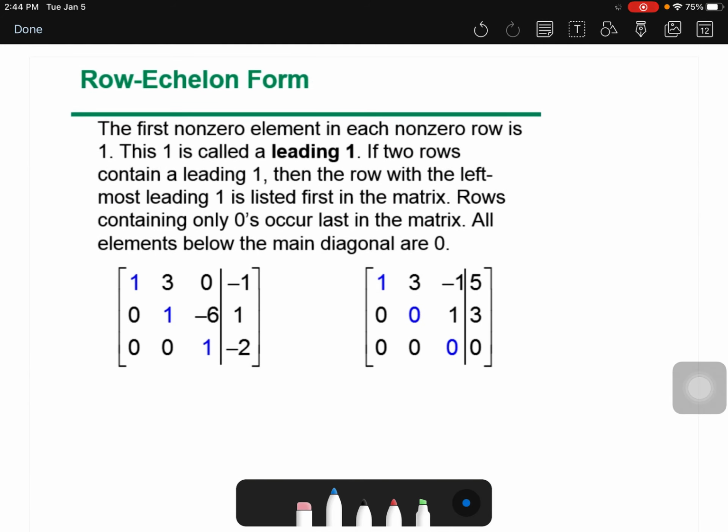Okay, so again, row echelon form: the first non-zero element in each non-zero row is a 1, and that one is called the leading one. If two rows contain a leading one, then the row with the leftmost leading one is listed first in the matrix. So what they mean is you want to put this one here first. Rows containing only zeros would occur last, so if you do have a row that contains only zeros, that would be the bottom row.